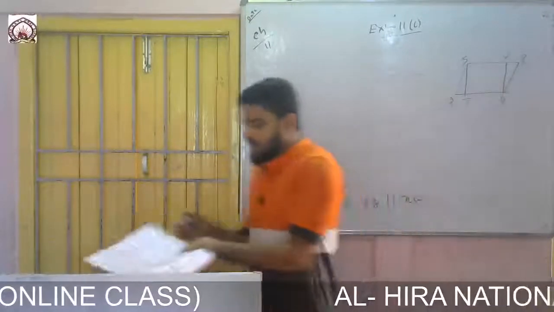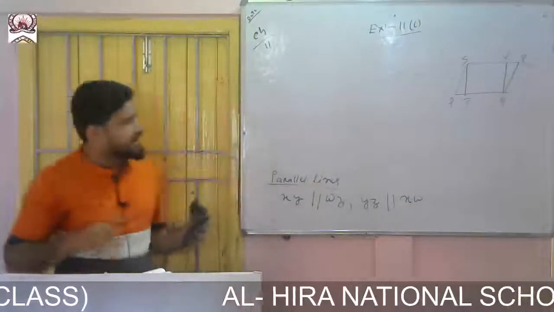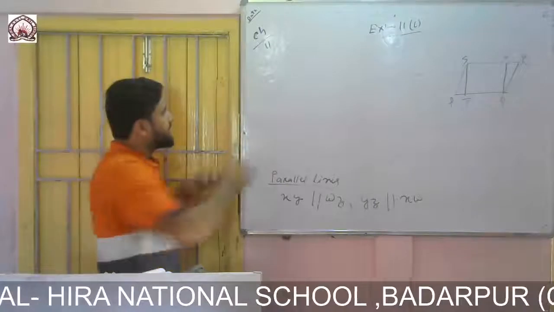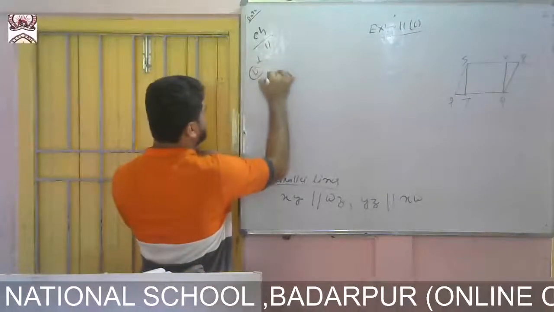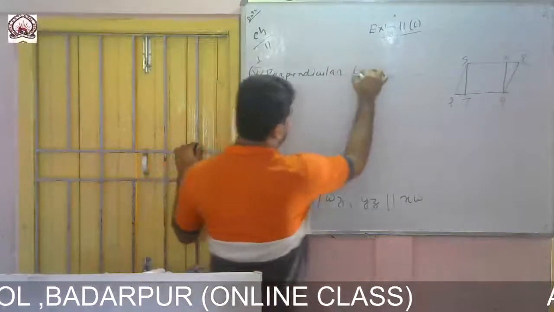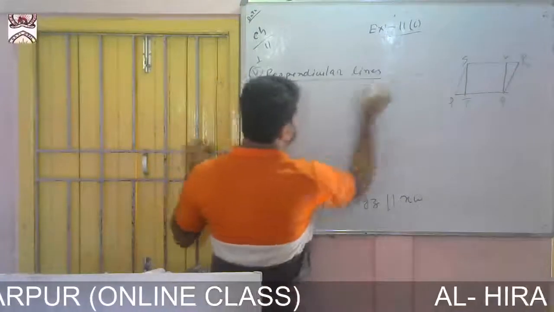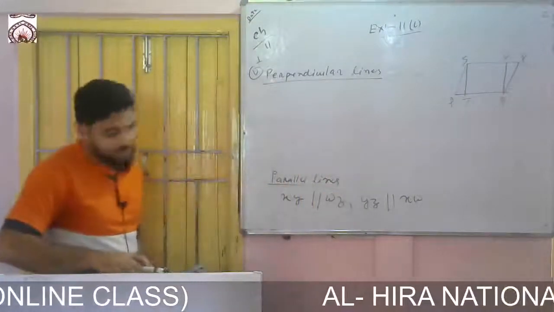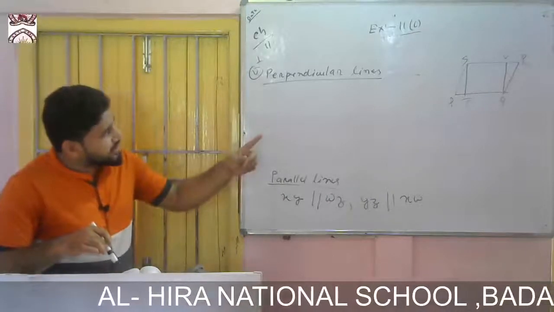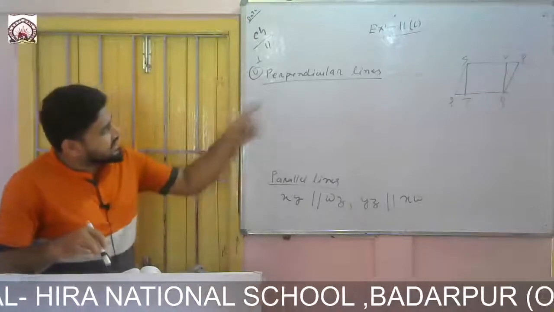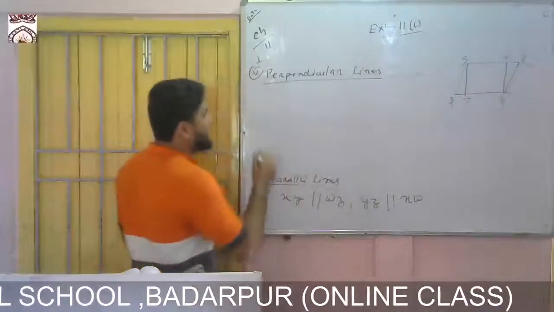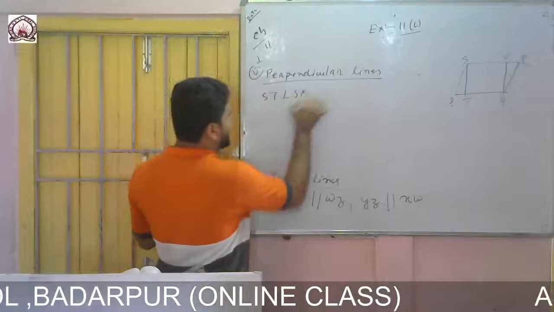From this I need to find the perpendicular lines. So write perpendicular lines. Which are perpendicular lines here? Yes, you see, ST is perpendicular to SR. So one I can write: ST perpendicular to SR.